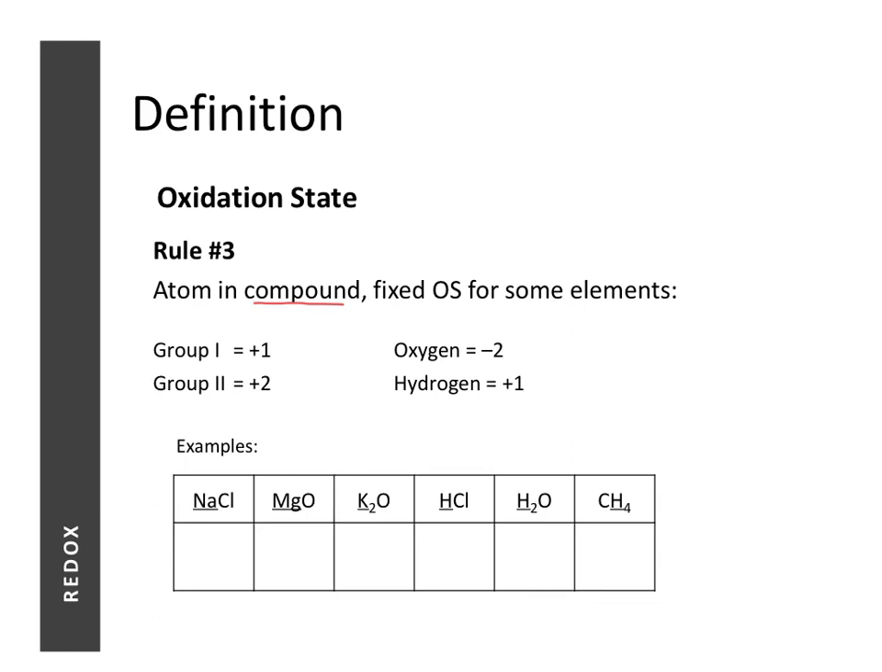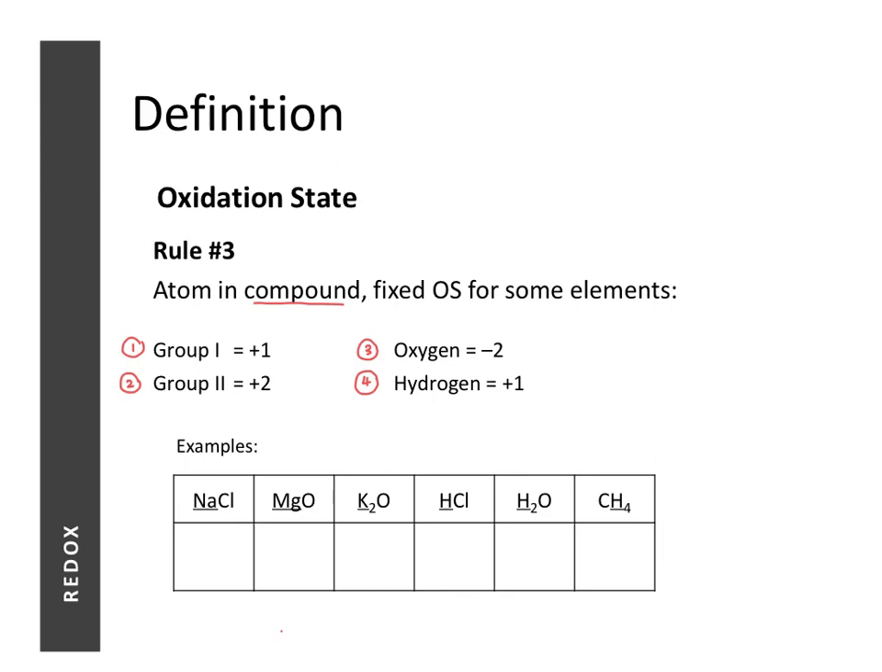First, group 1 elements. All group 1 elements, when they combine with some other element, have an oxidation state of always +1. All group 2 elements, when combined with any other element to form a compound, have an oxidation state of +2. Oxygen, when combined with any other element, will have an oxidation state of -2. And hydrogen, when combined with any other element, will have an oxidation state of +1.